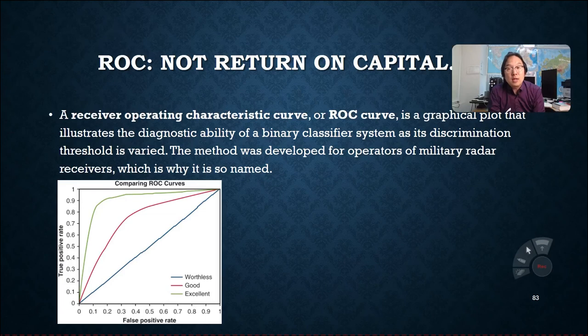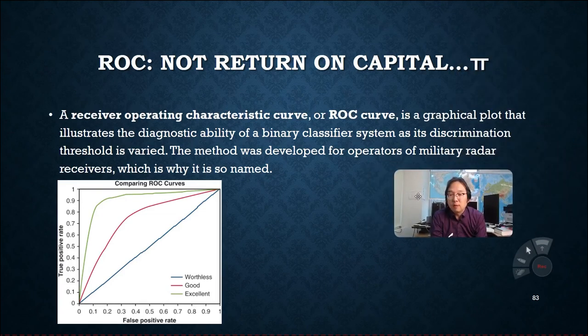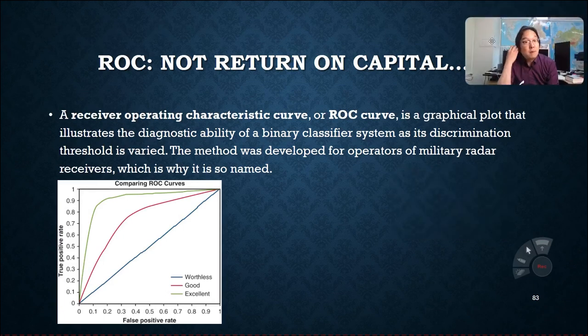Now, ROC is not return on capital. Sorry for you finance guys. This is the receiver operating characteristic curve, or ROC curve. This is a graphical plot that illustrates the diagnostic ability of a binary classifier system. Binary: yes or no, bankrupt or healthy, COVID-19 versus healthy. And as its discrimination threshold is varied. The method was developed for operators of military radar receivers, which is why it is so named. On your horizontal axis is the false positive rate, false discovery rate kind of things. True positive rate is on your vertical axis. True positive, false positive.